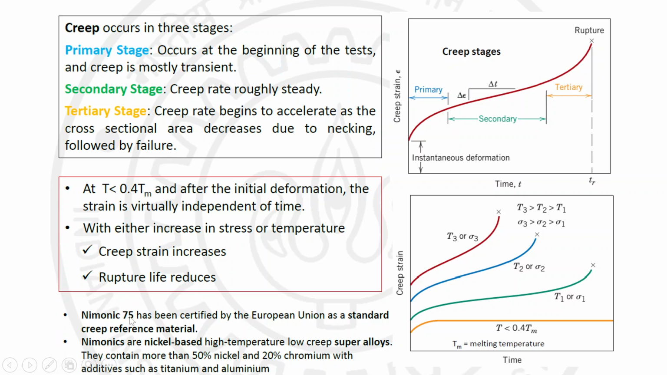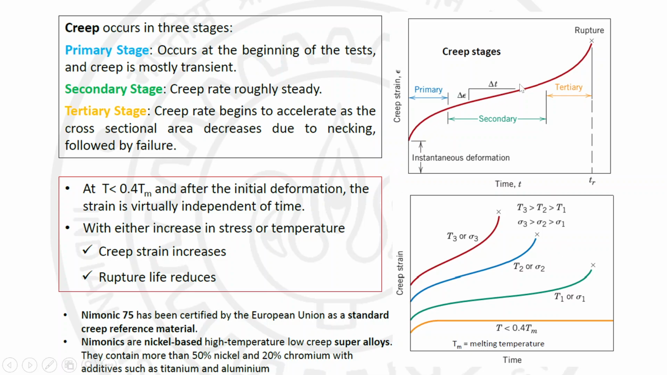Nimonic 95 has been certified by the European Union as a standard creep reference material, and these Nimonics are nickel based, high temperature, low creep superalloys which contain more than 50% nickel and 20% chromium with additives such as titanium and aluminum.